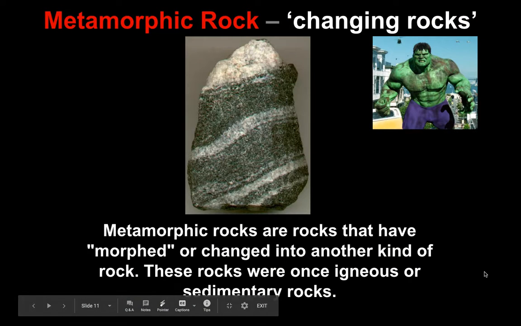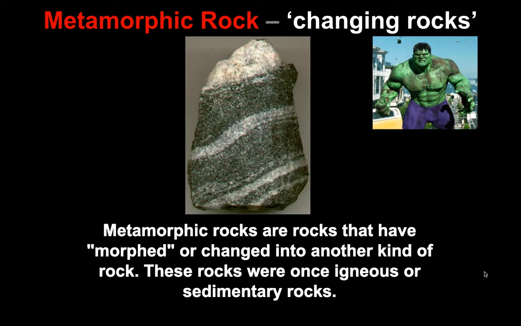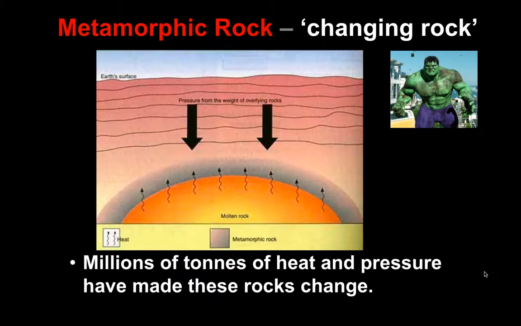All right, metamorphic rocks are the changing rocks. So think about the Hulk. He's a normal person. Then when he gets mad, he changes and turns into this big, green, scary, strong guy. Metamorphic rocks are rocks that have morphed or changed into another kind of rock. These rocks were once igneous or sedimentary. So metamorphic rocks come from either the igneous or the sedimentary.